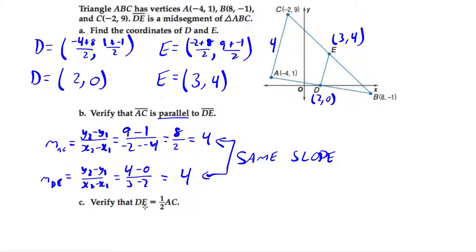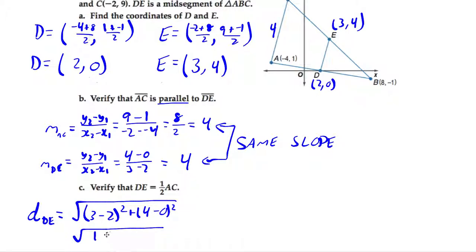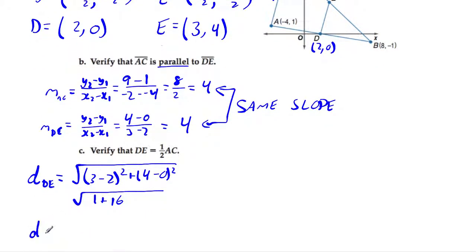And then we also want to verify that DE is half the length of AC. Well, we want to find the distance for DE. So the distance for DE is the distance formula. It doesn't really matter, but I'll do the x's first. So 3 minus 2 squared plus 4 minus 0 squared. So this gives us 1 squared plus 4 squared, which is 16. So the distance for side DE is equal to the square root of 17.